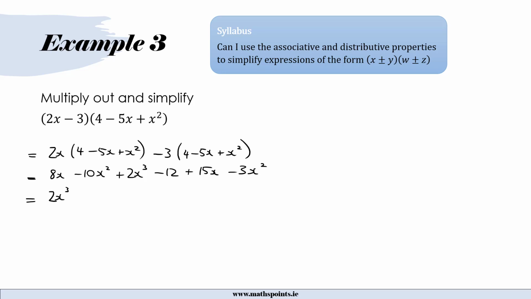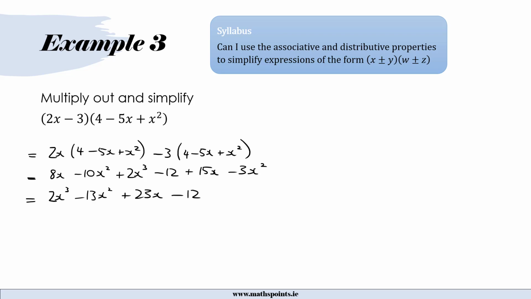We have minus 10x squared and minus 3x squared. They're like terms, so they go together. Minus 10 minus 3 is minus 13x squared. We have 15x and 8x, which is 23x. And then the only constant in the question is the minus 12, and that goes at the end.